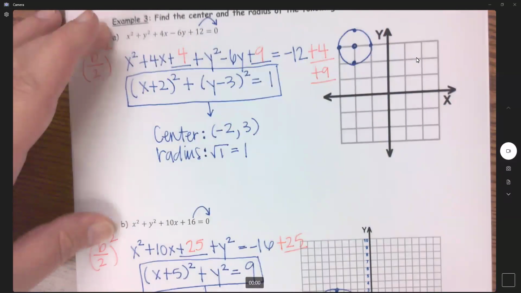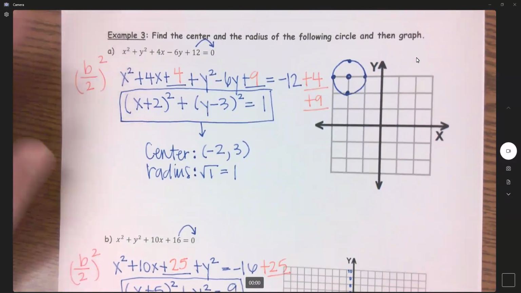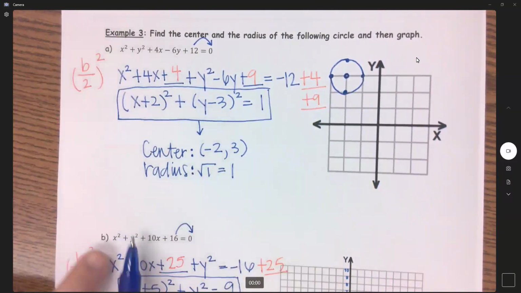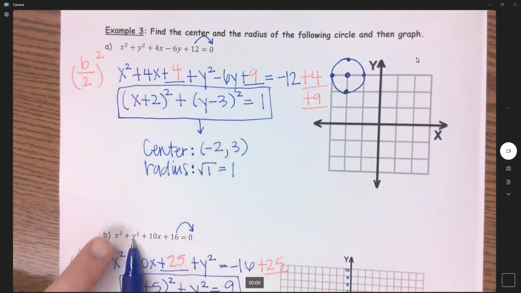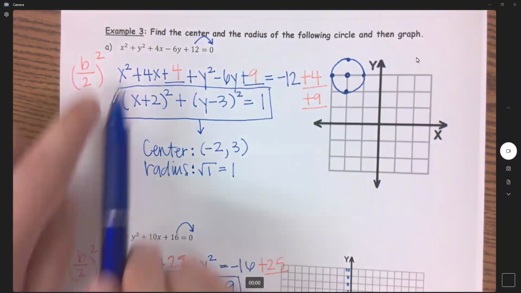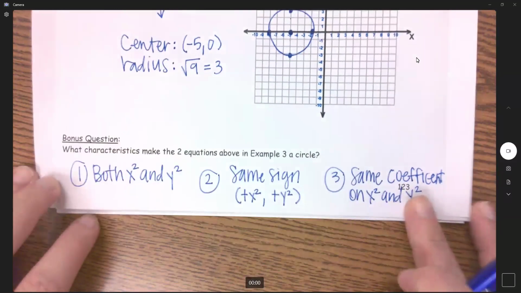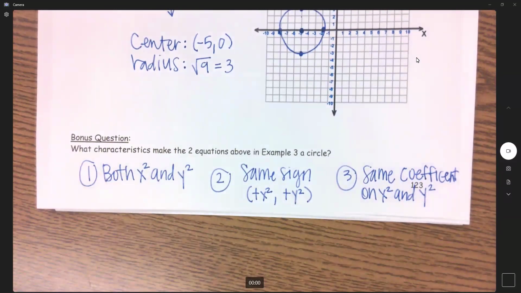Okay, but focusing on these right here, why are these a circle? Because you have x squared, y squared, both positive, so same sign and same coefficient. That's a 1x squared and a 1y squared. So these three things tell me that that conic in general form makes a circle.